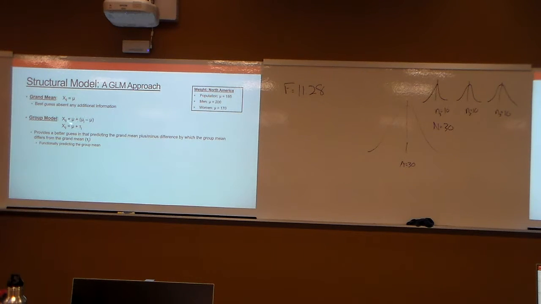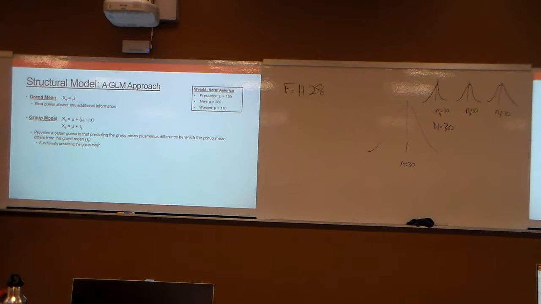And so what I'm going to do is take the population mean of 185 and add the group mean minus the grand mean. That's 15, right? Functionally, I'm just predicting the group mean, because 185 plus the difference between my group mean and the grand mean just gives me my group mean. So if I say I grabbed a randomly selected person from the US, they are male, what's your best guess? 200 pounds, right?